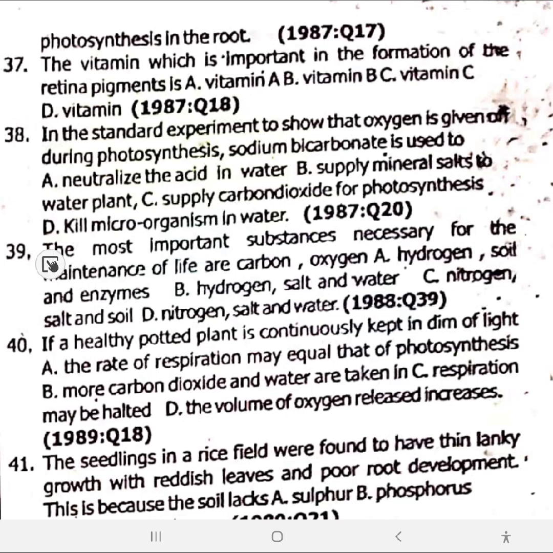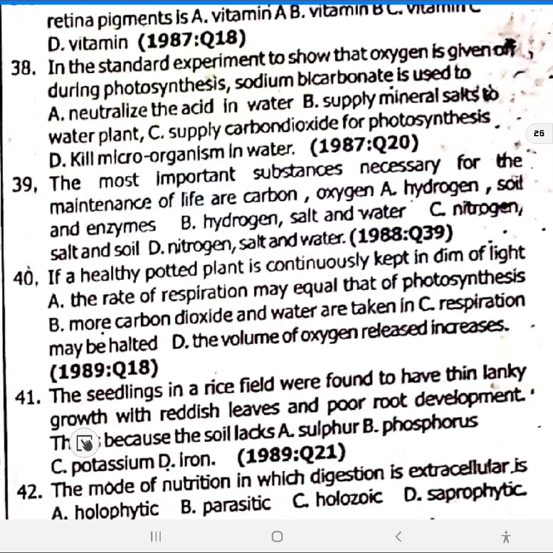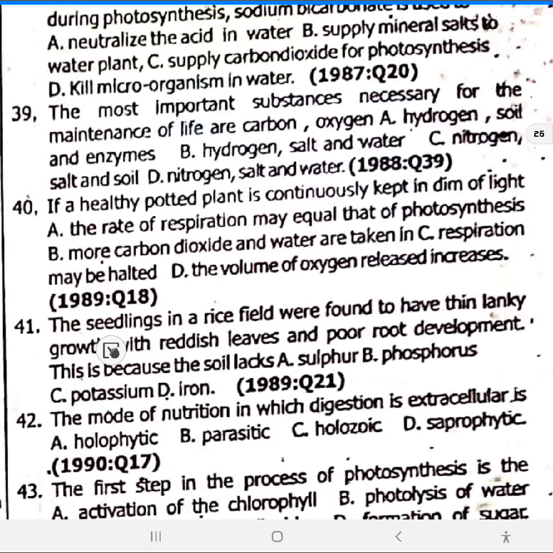Next, 39. The most important substance necessary for the maintenance of life are carbon, oxygen, and... 39 is option D, nitrogen, salt, and water. 40. If a healthy potted plant is continuously kept in dim light, what will happen? The rate of respiration may equal that of photosynthesis. Option A.